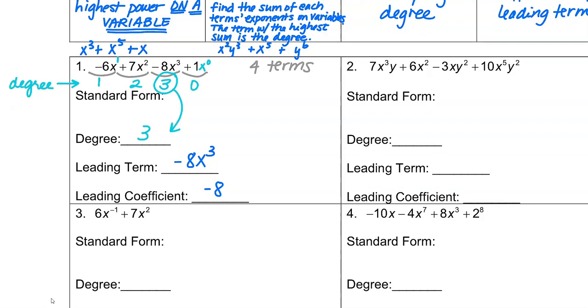If you put it in standard form, it just means that it's written from highest degree to lowest degree. So I'd put the -8x to the third first, and then I would put the quadratic term if there is a quadratic term. Is there a term that's to the power of 2? It's the x squared. Is there a term to the first power? It's the minus 6x, and then the plus 1.